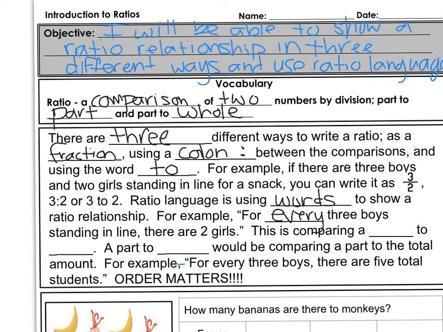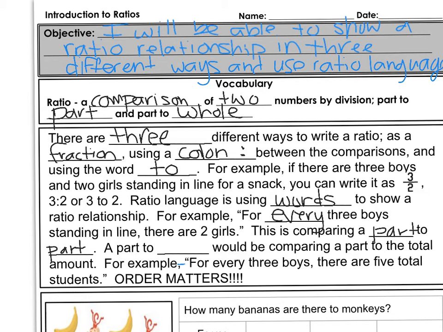This is comparing a part to part. So you have the 3 boys to the 2 girls. Each one is representing a part of the group. The boys and the girls, they're each a part of the group. So that's a part-to-part relationship.